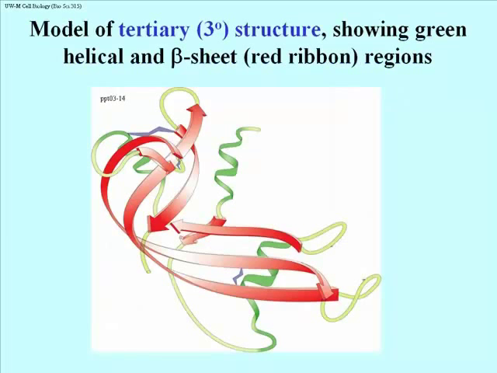So here's a model of three-dimensional structure showing a mix of helical and beta sheet or red ribbon regions. Sometimes we refer to the regions of polypeptide that are neither helical nor pleated as random coil. And this is a single polypeptide in which regions of pleated chains are linked together to form a pleated sheet. And interspersed in this polypeptide are the alpha helical regions shown in green, and connecting each one of them so that this is a single contiguous polypeptide are these random coil regions.